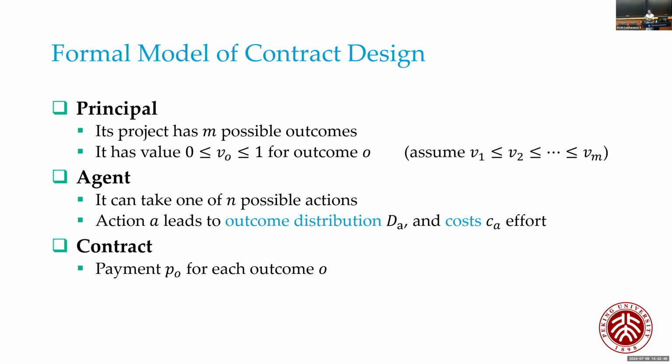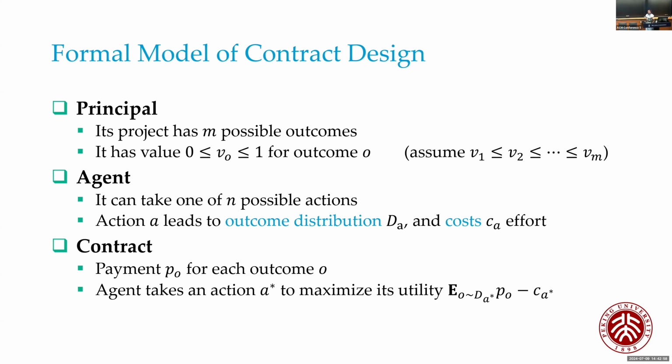He does this by signing a contract p, specifying a payment for each outcome. Under a specific payment contract p, the agent will take an action a star to maximize its utility, which is the expected payment minus the cost. And the principal's utility is the expected value minus the expected payment under the distribution induced by the agent's best responding action.